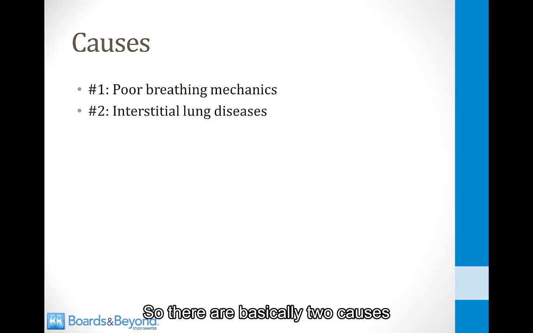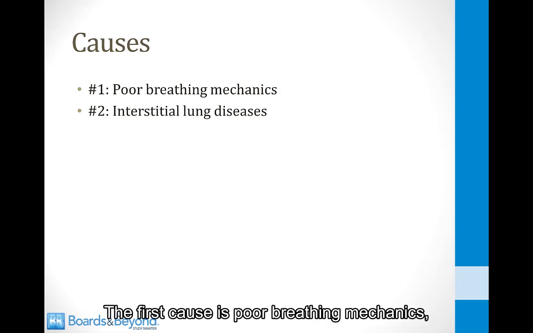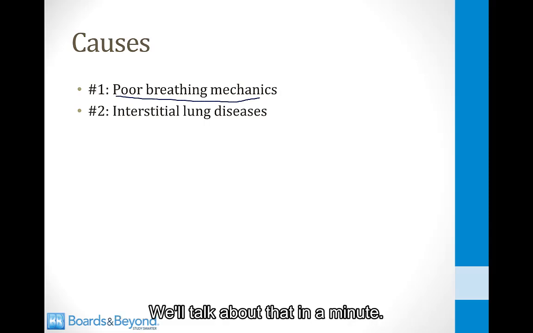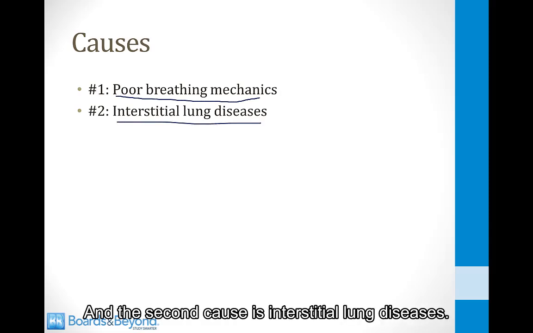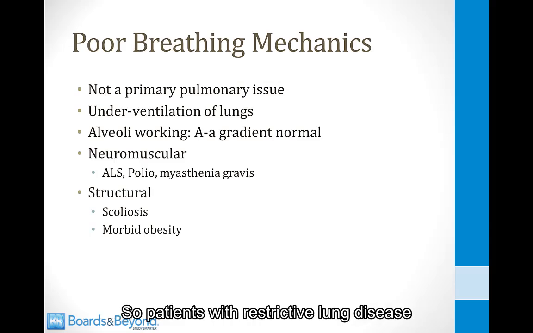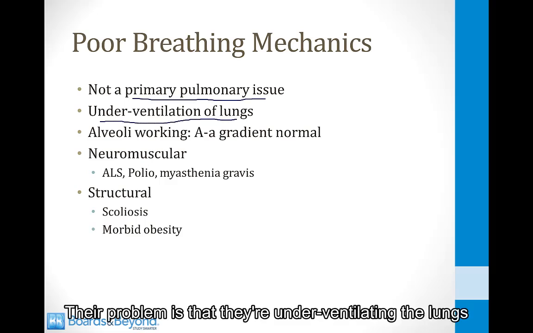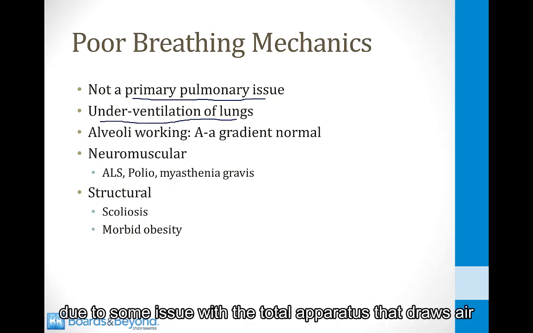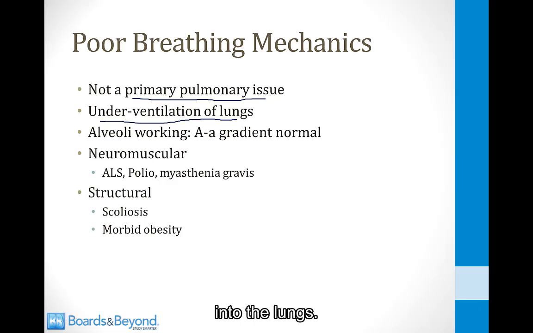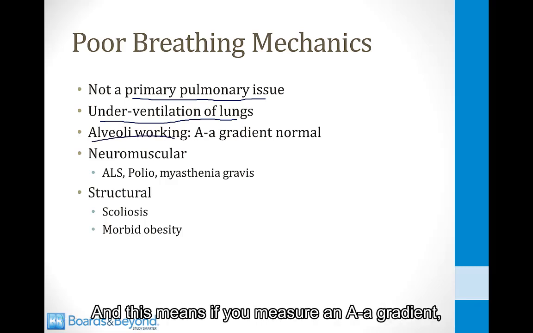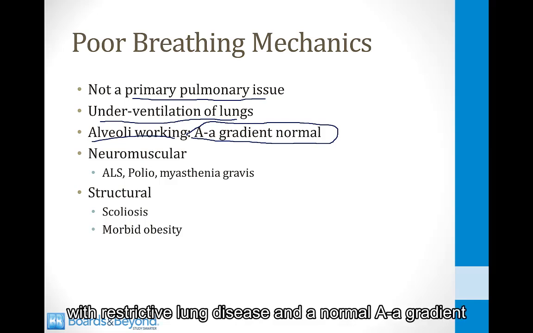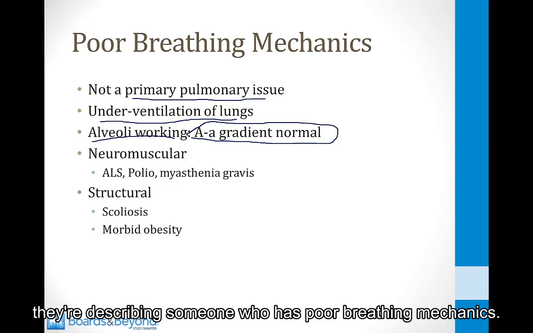So there are basically two causes of restrictive lung disease. The first cause is poor breathing mechanics. We'll talk about that in a minute. And the second cause is interstitial lung diseases. Patients with restrictive lung disease from poor breathing mechanics do not have a primary pulmonary issue. Their problem is that they're underventilating the lungs due to some issue with the total apparatus that draws air into the lungs. Their alveoli are healthy and working, and this means if you measure an AA gradient, it will be normal. And if they tell you about a patient with restrictive lung disease and a normal AA gradient, they're describing someone who has poor breathing mechanics.